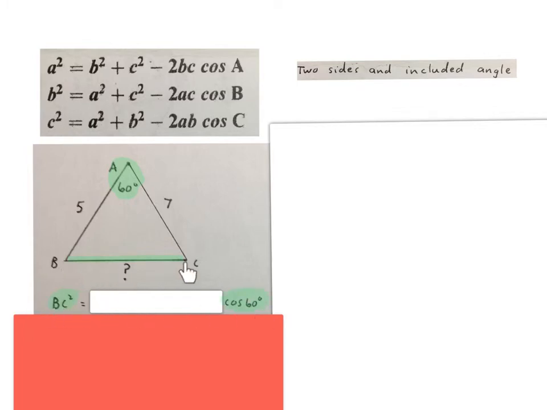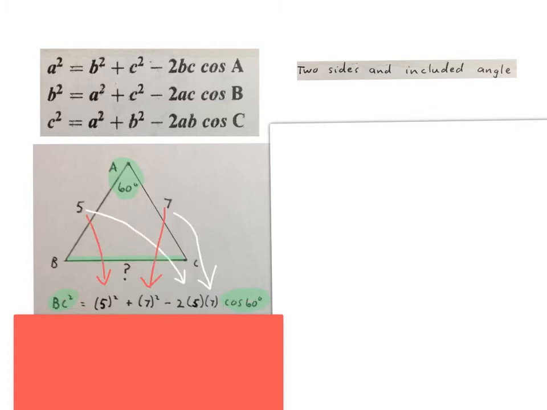We write down BC squared equals, and write the angle opposite it right at the back, cos 60. Then we fill in this side over here, squared. Then we fill in this side over here, squared. Then we write -2 from the formula. And then we write this 5 here again and its friend here again. And that is how easy it is to start the cos rule.